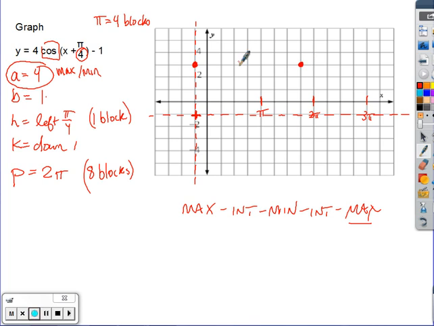Now, halfway between these 2 points is the min. But the min is not on the dashed line. The min is below the dashed line, 4. All right, and now my second and my fourth points are going to be intercepts. So now I'm going to plot some points on the dashed line here and here.